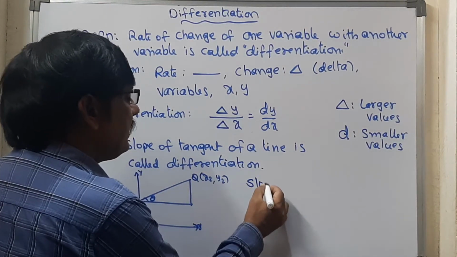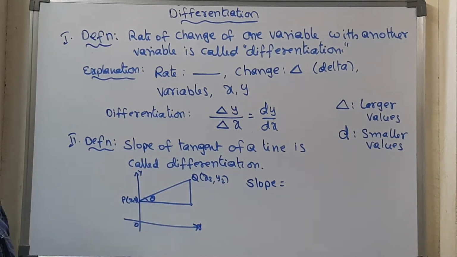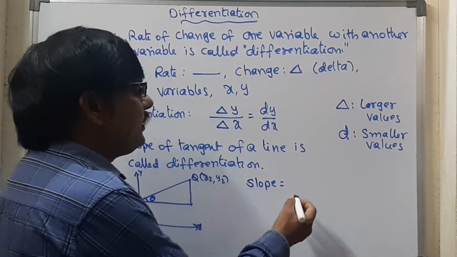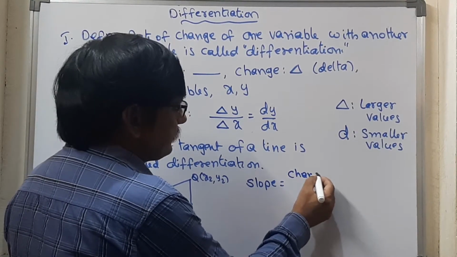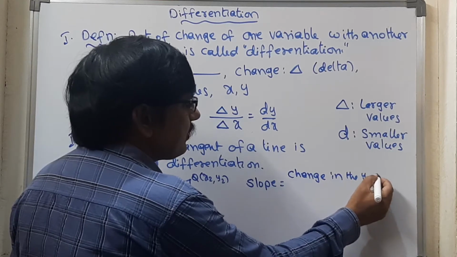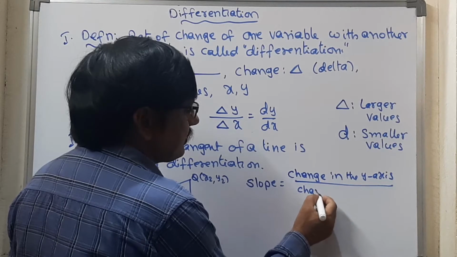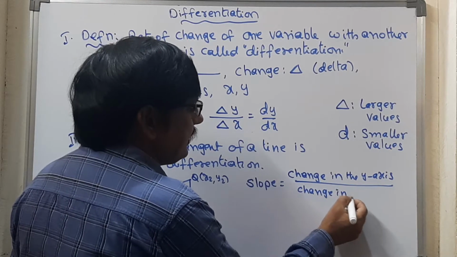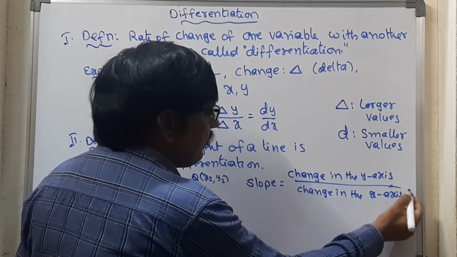The slope is equal to, what will be the slope, what can we get for slope? Slope, then, we have a definition. What is that definition? Change in the y axis by change in the x axis. What is the change in the y axis?